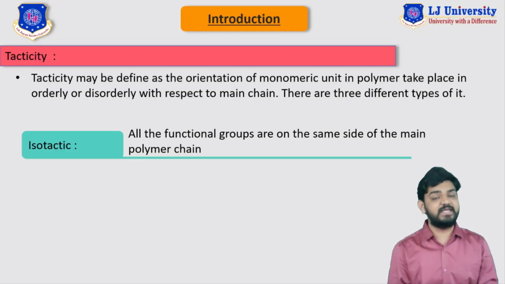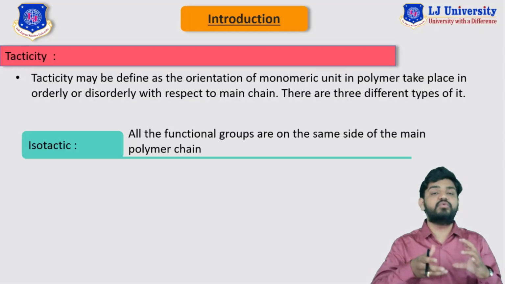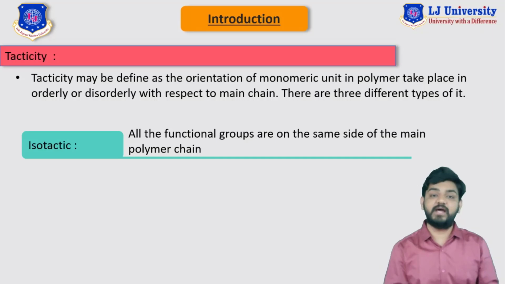The first one is the isotactic molecules. In this tacticity, we simply rotate the molecule so that we can have different arrangements of the same monomer. In an isotactic polymer, all the functional groups are on the same side of the main polymer chain.